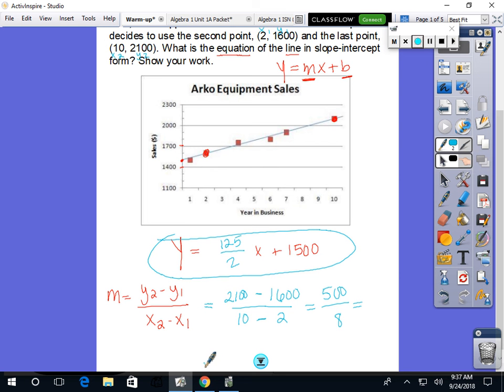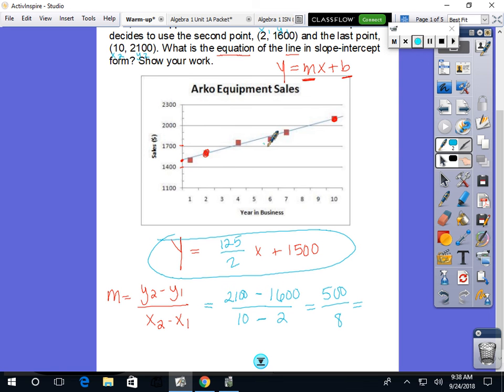Did anybody get that right? Okay, a couple of people. If you had 62.5 here, that's technically correct, but just remember we always like our slope to be a fraction so that we know the rise and the run. We know that the line rises 125 units and then runs 2 units. So it's a very steep line because it rises a lot more than it goes over.